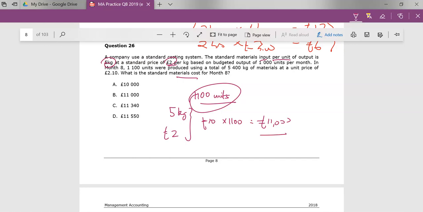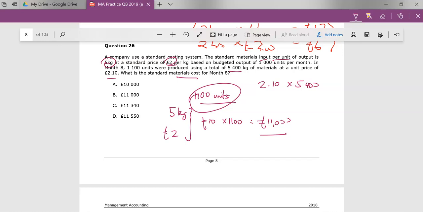Well, then this goes on. The question could have pushed on to ask how much you actually spent, and then you would have spent £2.10 times that, and you would have had your cost variance, and then you would have broken that down. There's just a difference, a variance, a cost variance. Then we would break that variance down. So technically £2.10, but they're not asking us for this.